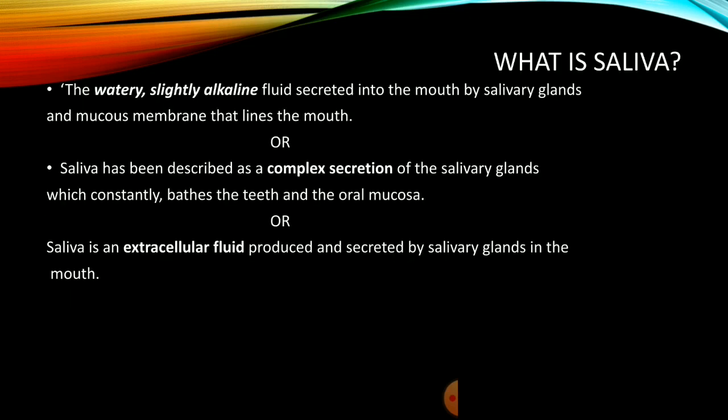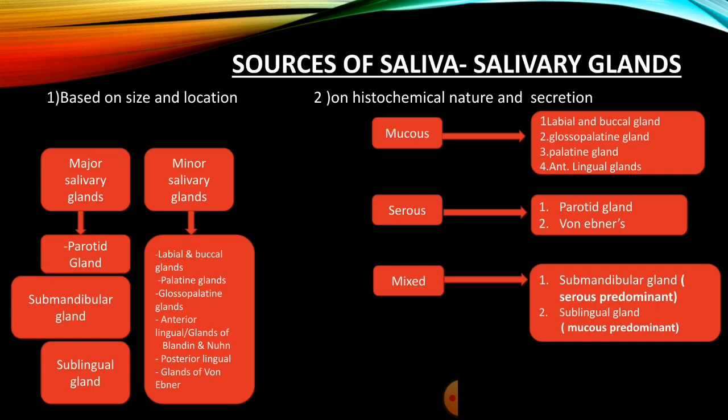What is saliva? The watery, slightly alkaline fluid secreted into the mouth by salivary glands and mucous membrane that lines the mouth. Or, it has been described as a complex secretion of the salivary glands which constantly bathes the teeth and the oral mucosa. Or, it is an extracellular fluid produced and secreted by salivary glands in the mouth.